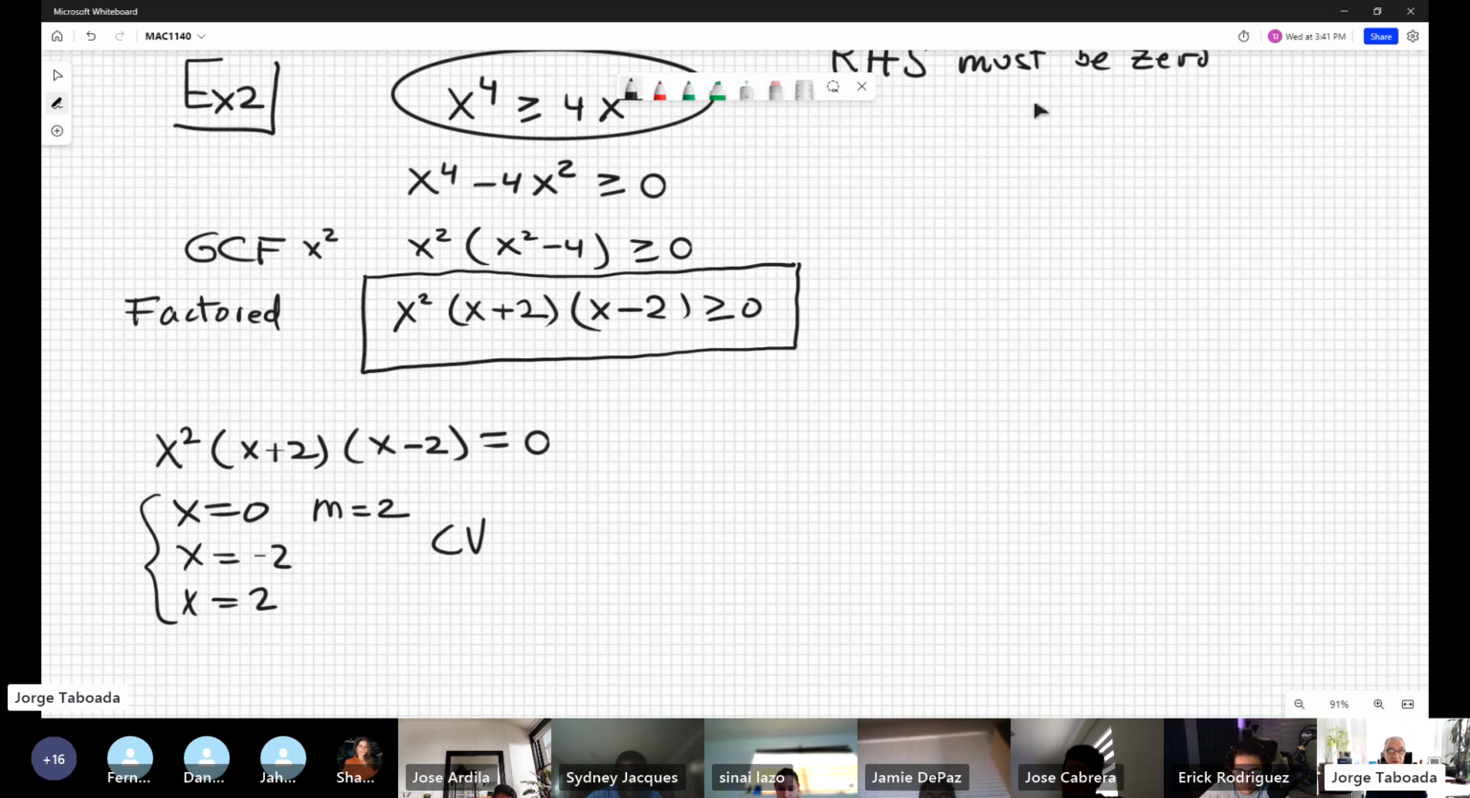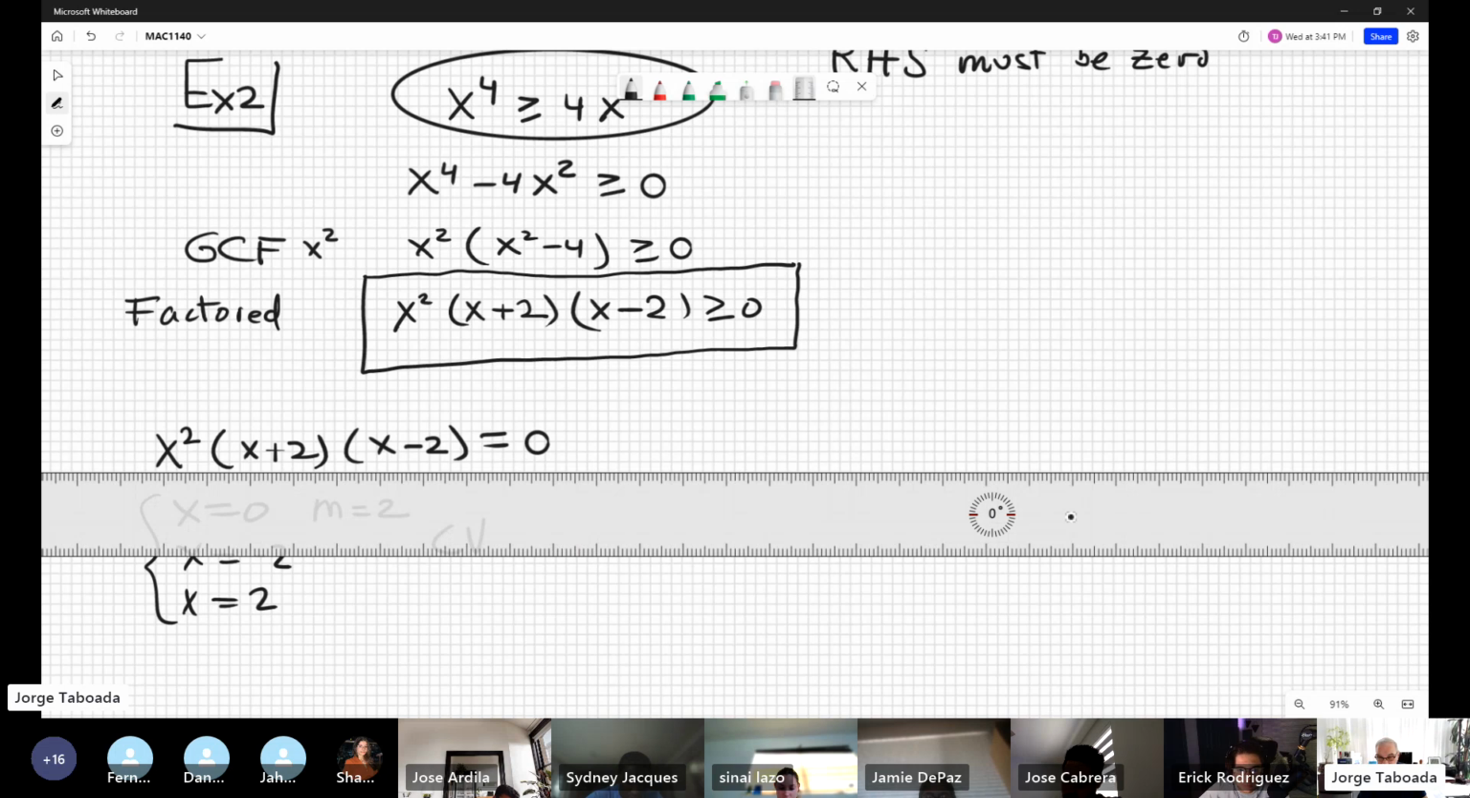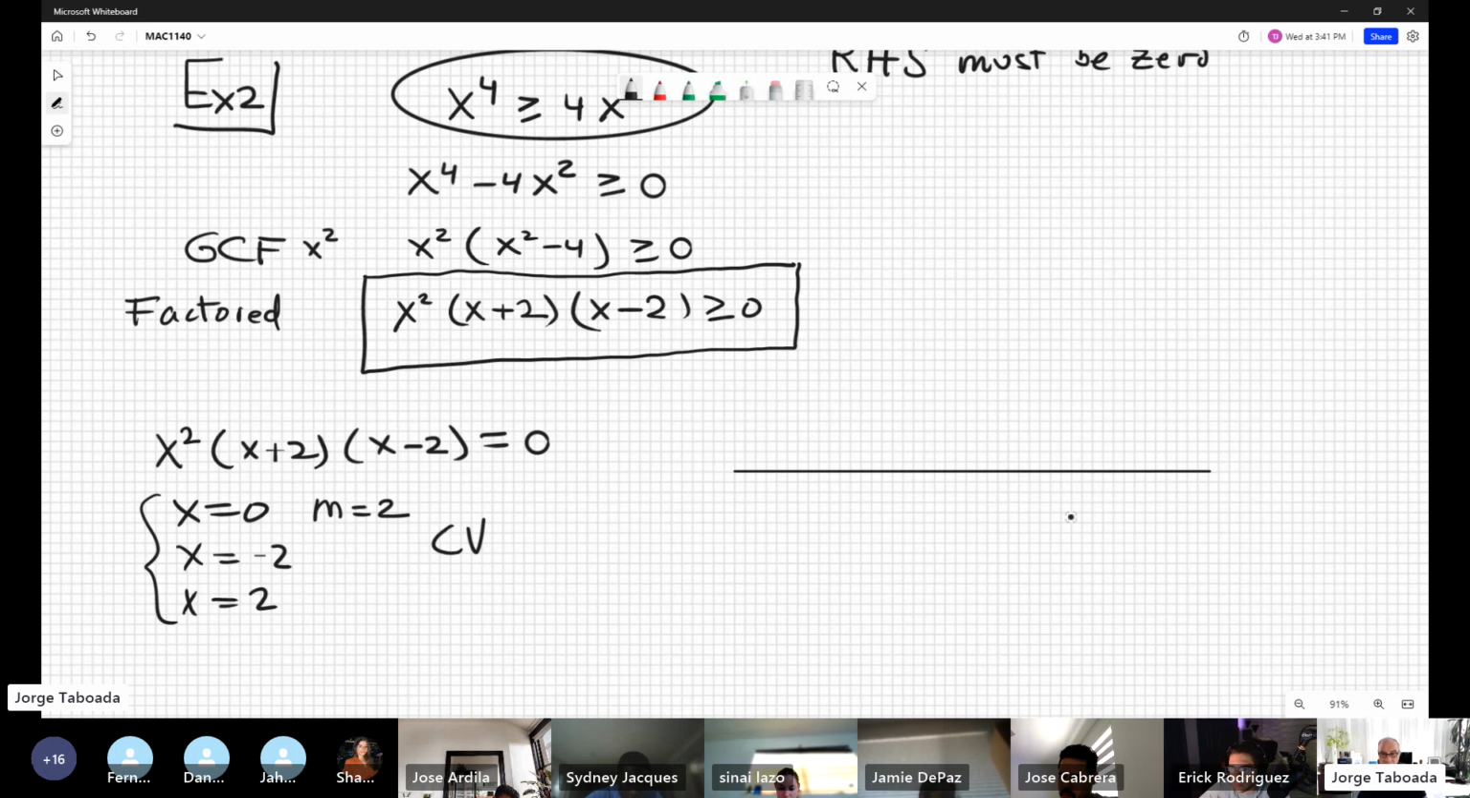And we're using this to make a partition. It's always the same. I want to see in the test: factorization, critical values, graphing the partitions using positive infinity, negative infinity. Again, 0 is one partition, positive 2 and negative 2. One more time, we have 3 partitions, 4 intervals.